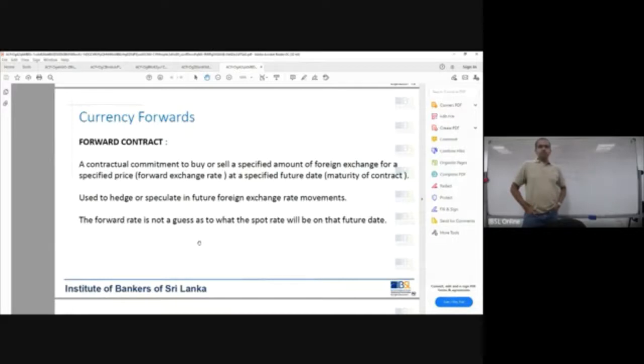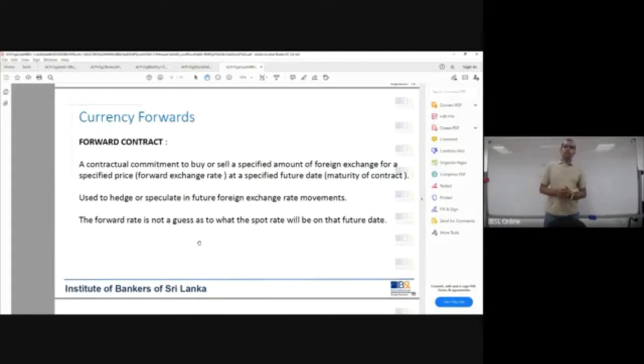The forward rate is not a guess as to what the spot rate will be on that future date, right? If you ask for a forecast on the exchange rate, some of us might feel the current rate is 200, it might go to 210, others might feel it might come to 170. So we have various views. If you ask 10 different people, they will give you 10 different rates, because that is their expectation. No two people will have the same expectation, right?